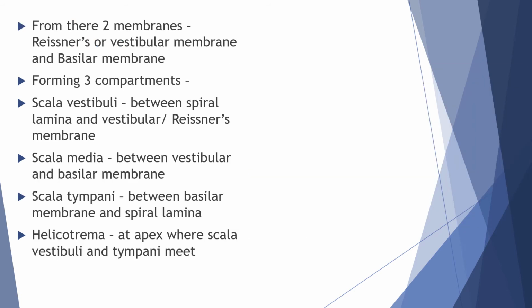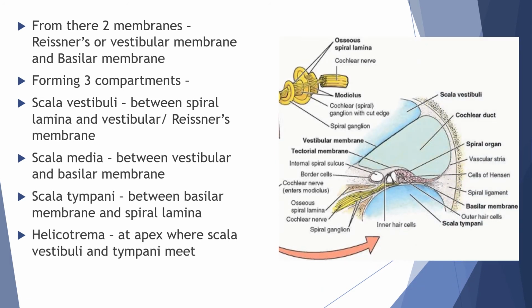From there, two membranes arise, that is Reissner's membrane or the vestibular membrane and the basilar membrane. They form three compartments. So, there is a scala vestibuli, which is above, which lies between the spiral lamina and the vestibular membrane. The scala media lies between the vestibular membrane and the basilar membrane, which is this one, and the scala tympani between the basilar membrane and the spiral lamina.